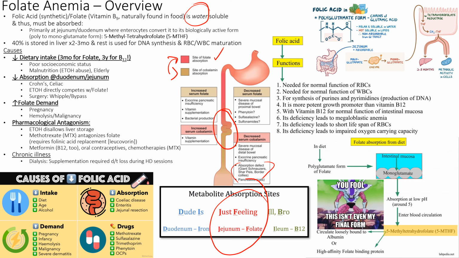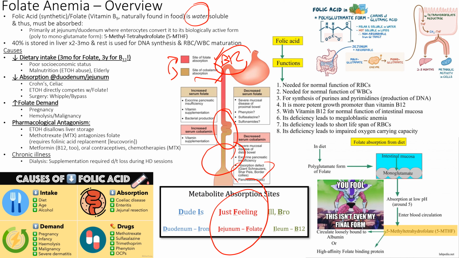Iron is absorbed in the duodenum, a little bit of jejunum, and the terminal ileum. Again, I had to switch it because in dogs it's actually reversed. Cobalamin, or B12, is absorbed all the way down there in the terminal ileum, right? Okay, so 40% of our folate is stored in the liver, and it lasts for about 3 months, and after that we have to replace it.